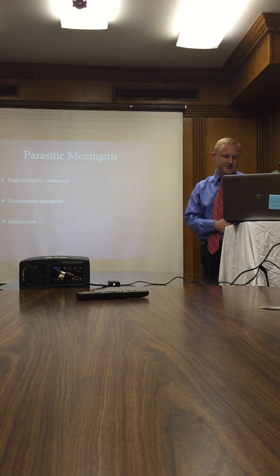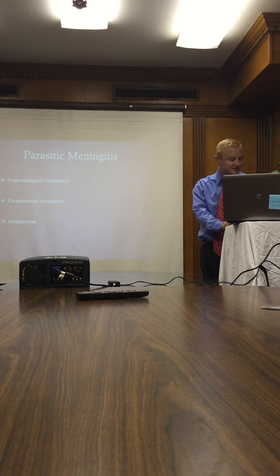Parasitic meningitis is often related to a predominance of eosinophils in the cerebrospinal fluid. Some of those are Angiostrongylus cantonensis, Gnathostoma spinigerum, and Schistosoma.